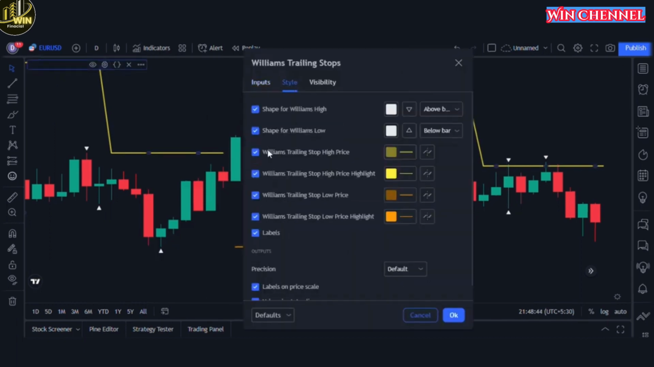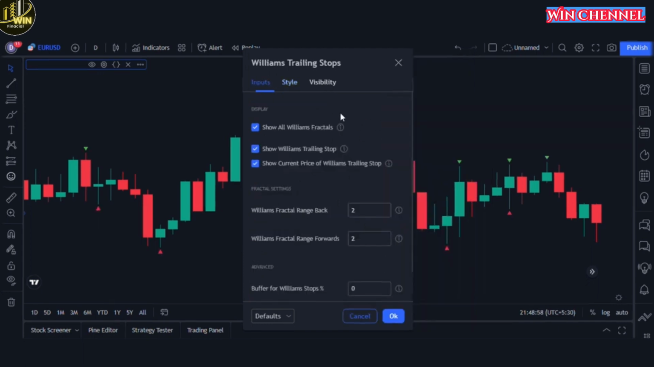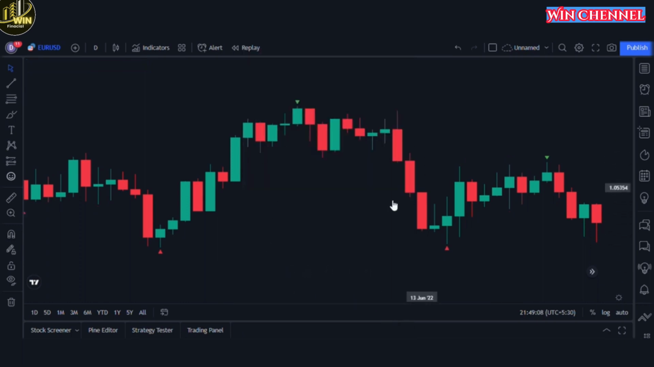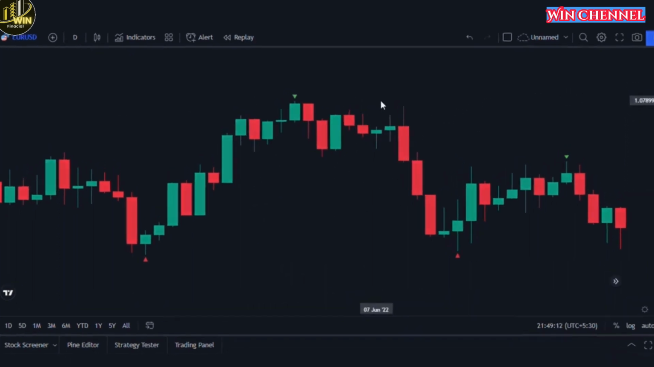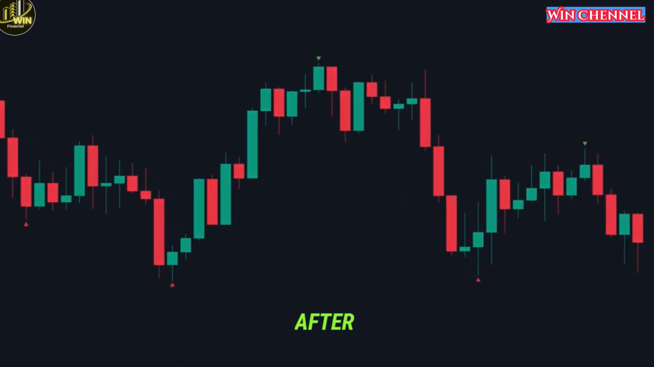So first we turn off all the unnecessary lines. Next go to Inputs. And here we can actually change the value of the range. I like to change this from 5 to 9. So now a fractal will only appear at the highs or lows of 9 candles, instead of the default settings which is only at 5 candles. And now, you can actually see that most of the unnecessary fractals have been removed, leaving only the main ones, hence making it easier to trade.